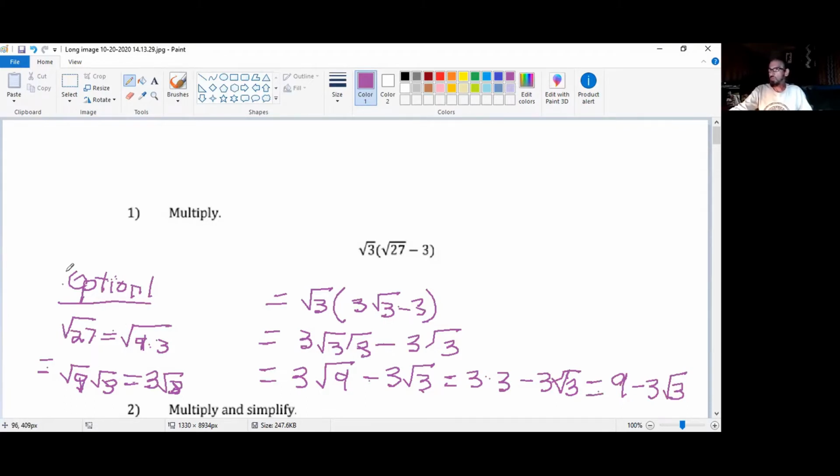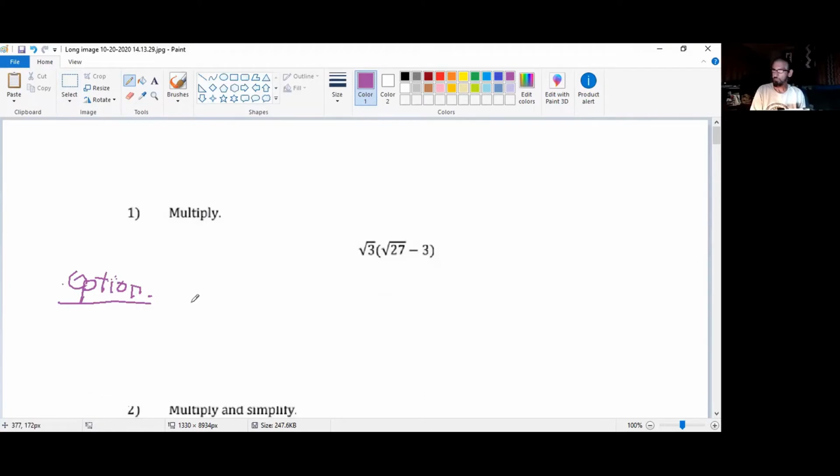So in option 2, I'm going to show what happens if we just distribute the square root of 3 to begin with. If I distribute the square root of 3 to the square root of 27 and the minus 3, I'll put the square root at the back, a coefficient in front. Working with the product rule in the other direction, put the 3 and the 27 together, multiplied together inside that first radical.